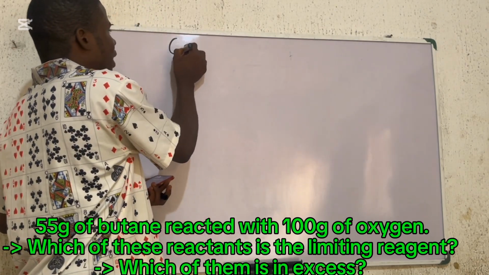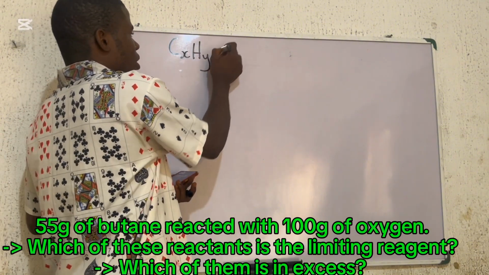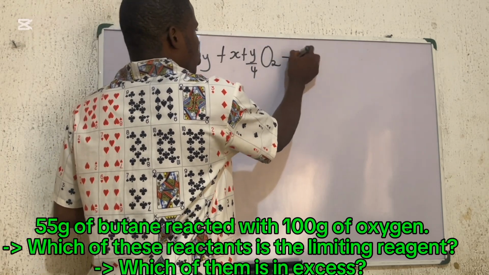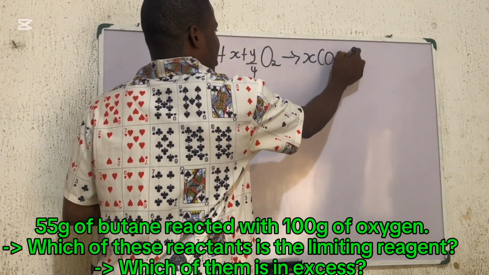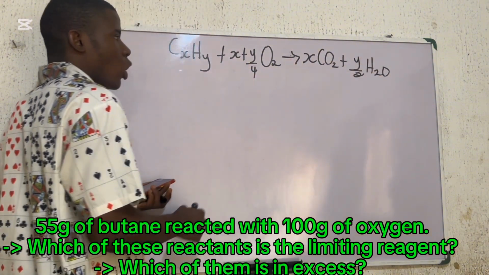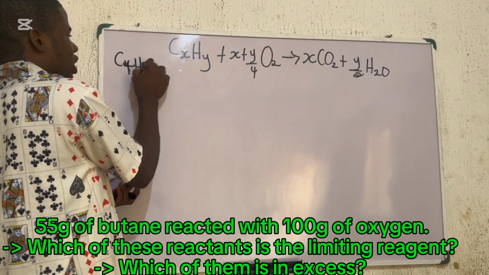And we know that the general formula for a combustion process is CxHy plus (x plus y over 4) O2. It will give us carbon dioxide and it will still give us what? Water. These are the products of what? Combustion. Now, they mentioned butane. We know that butane, the formula is C4H10.